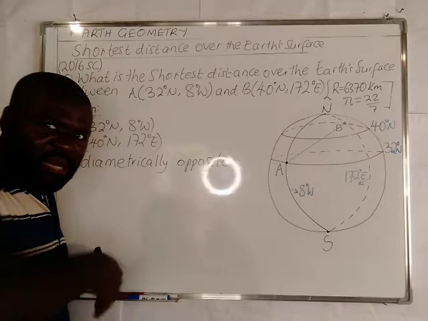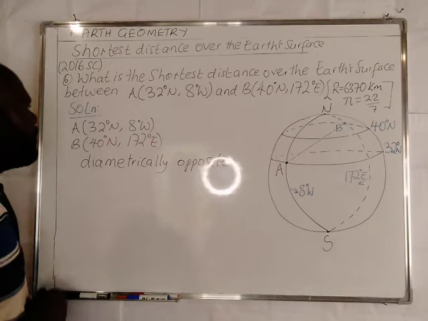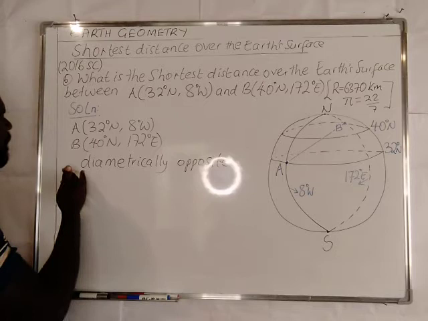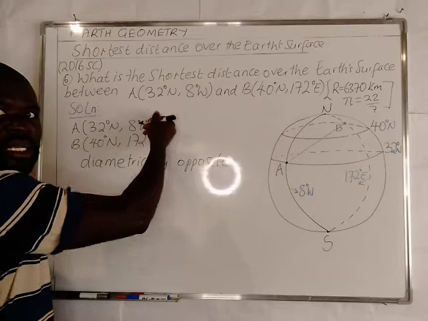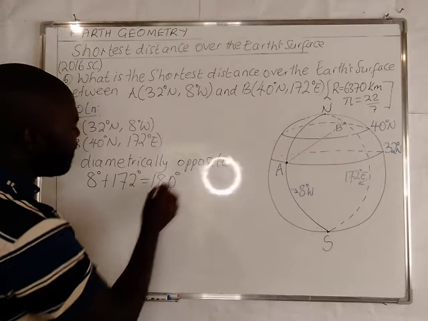Viewed from here, 8 degrees. The other side, 172 degrees. So, what you do when you meet such a question, you first determine whether the two places are diametrically opposite by trying to add the longitudes. So, let us add the longitudes. We have 8 degrees plus 172 degrees. This actually gives us 180 degrees.